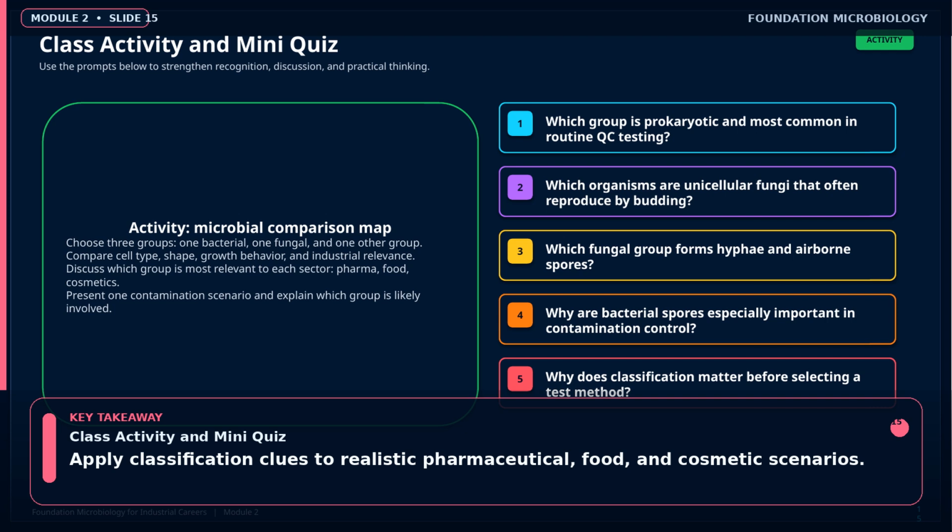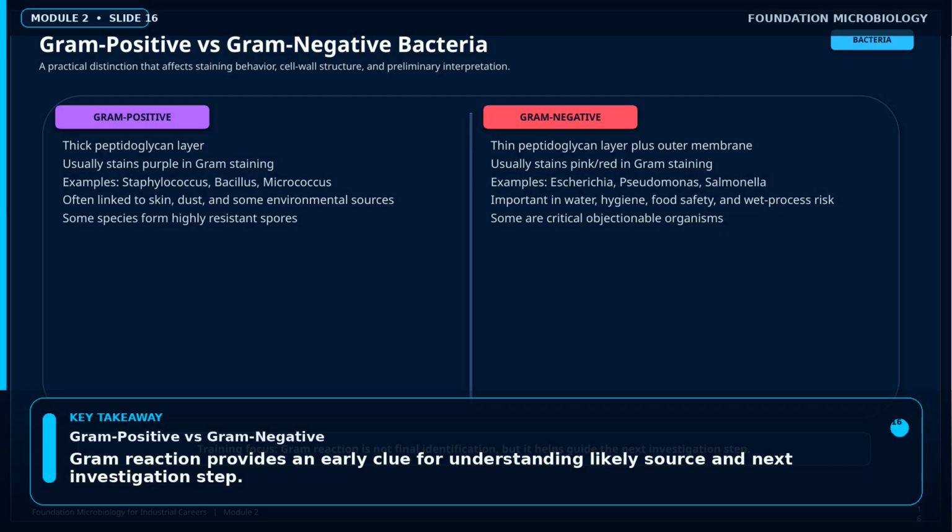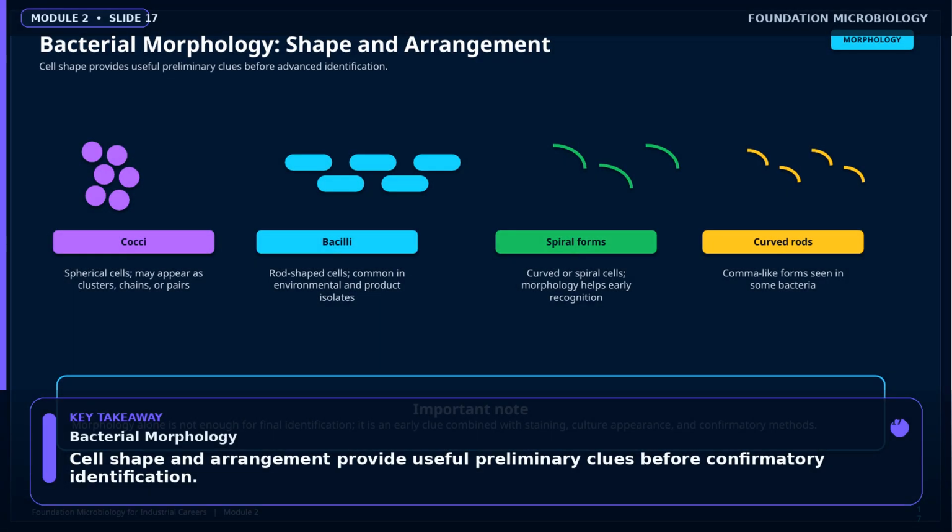Use cell type, shape, growth behavior, and industrial relevance to explain which organisms may be most important in pharmaceutical, food, or cosmetic settings. Gram-positive and gram-negative bacteria differ in their cell wall structure and gram-stain appearance. This distinction is not final identification, but it provides an important early clue for selecting the next investigation step and interpreting probable contamination routes. Bacterial morphology can provide useful preliminary information before advanced identification methods are used.